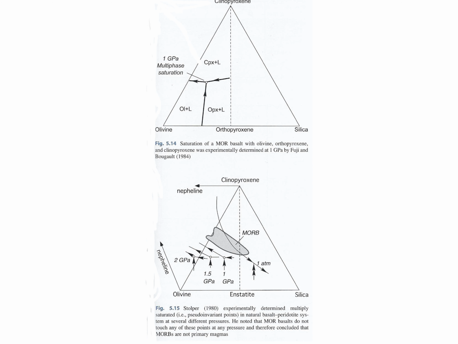So, next diagram. At the top we have a multi-phase saturation diagram at 1 gigapascal. Here we have clinopyroxene, olivine and silica. So we have olivine and liquid, then we have orthopyroxene and liquid, and we have clinopyroxene and liquid.